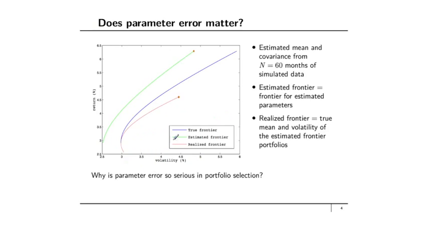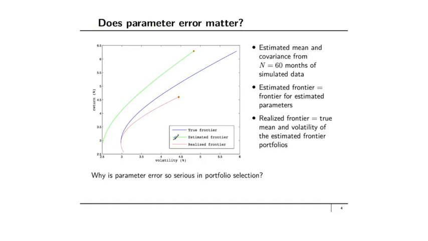So the question you should ask yourself is, does parameter error matter? In this slide, I want to tell you that parameter error is often very serious for mean variance portfolio selection. What I'm describing on this slide is the same experiment that I described on the last slide, taken one step further. I estimated the mean and the covariance matrix using 60 months of data. So I take one sample from all those green dots that I showed you on that slide.